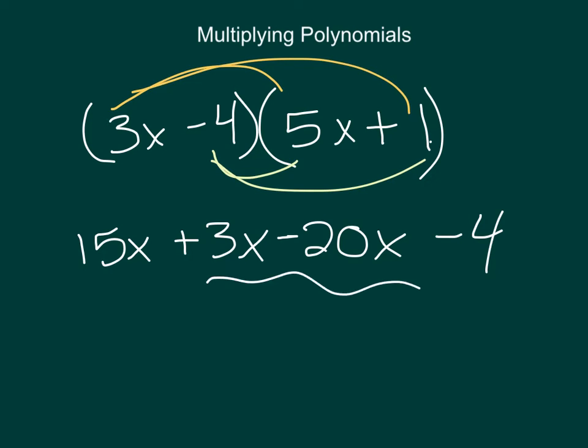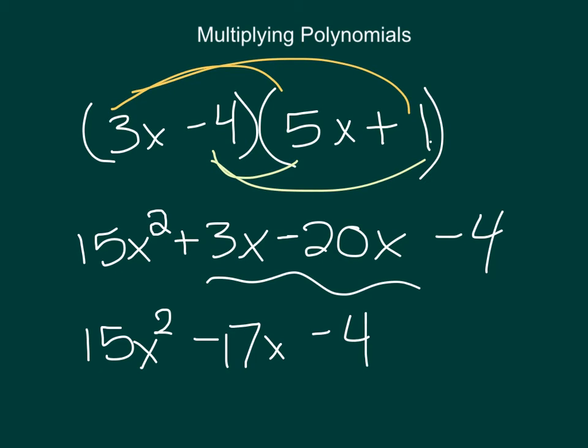Just like every single time, we end up with these 2 in the middle. Whoa, I messed up. 15x squared. I guess there's nobody here to catch me. Let's see. 3 minus 20 is negative 17, and minus 4. So that is your final polynomial. 15x squared minus 17x minus 4.